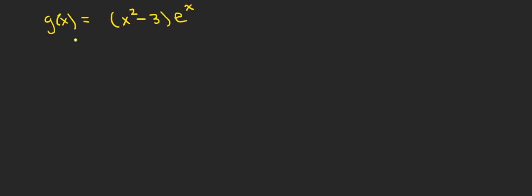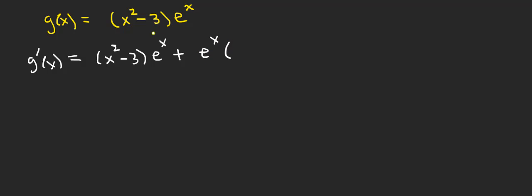Now let's take a look at g of x equals quantity x squared minus 3 times e to the x. If you want to find the local min and max values, you got to find the first derivative. We have to use the product rule here. So you get x squared minus 3 times the derivative of e to the x, which is e to the x, plus e to the x times the derivative of x squared minus 3, which is 2x.